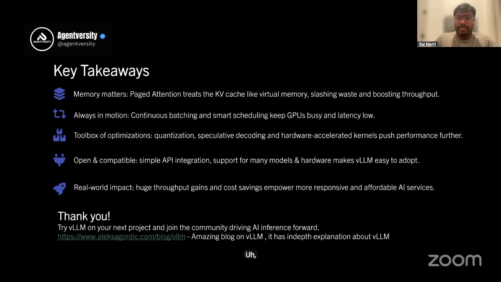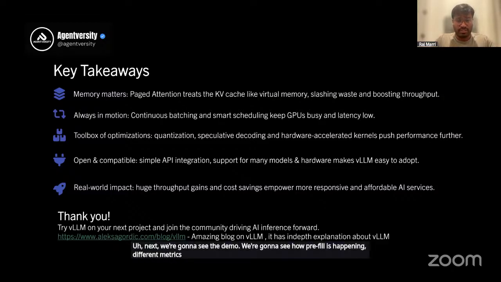Real world impact, definitely huge throughput gains, cost savings. I think these are all some of the major advantages. Next, we're going to see the demo. We're going to see how pre-fill is happening, different metrics, all of them for the Mistral 7 billion parameter model. I'll probably have to stop sharing and have someone share the screen.